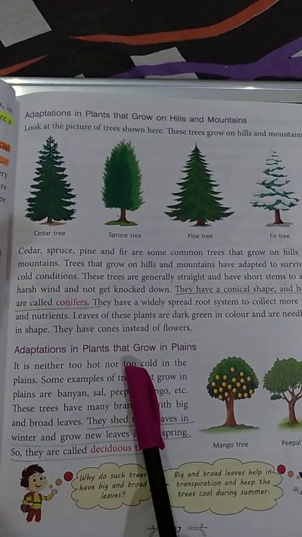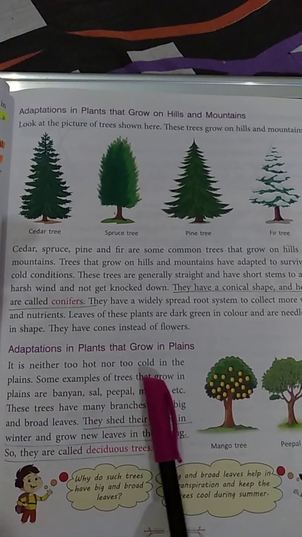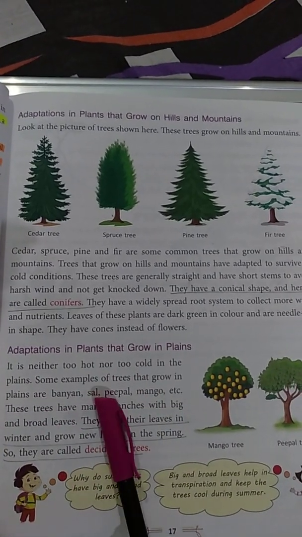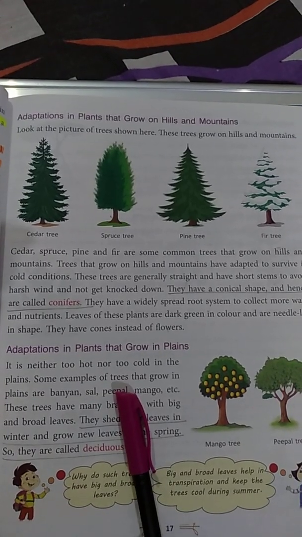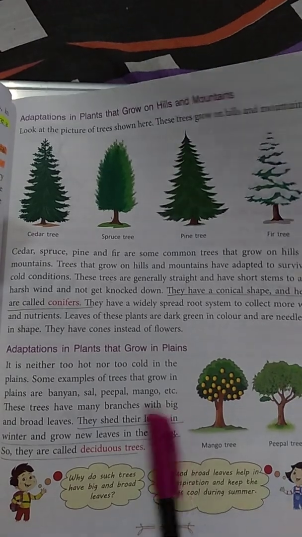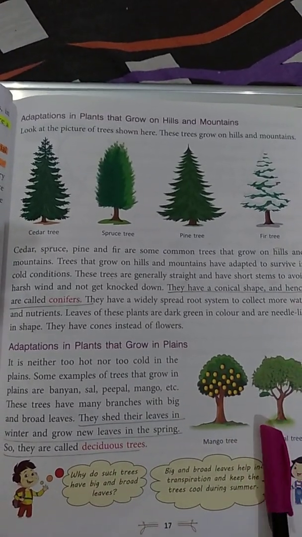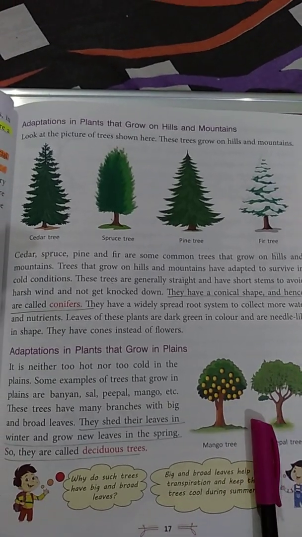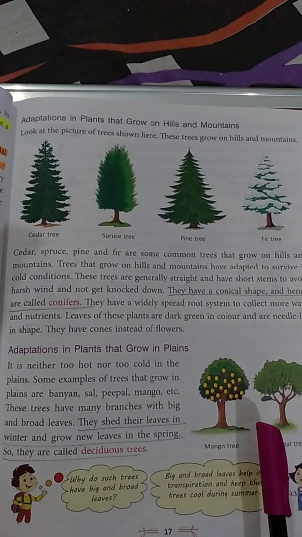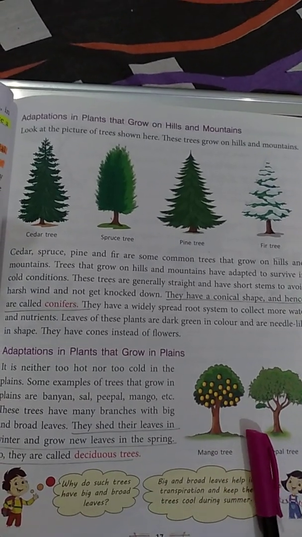Next is adaptation in plants that grow in plains. It is neither too hot nor too cold in plains. Some examples of trees that grow in plains are banyan, sal, peepal, mango, etc. These trees have many branches with big and broad leaves. They shed their leaves in winter and grow leaves in spring. So they are called deciduous trees.